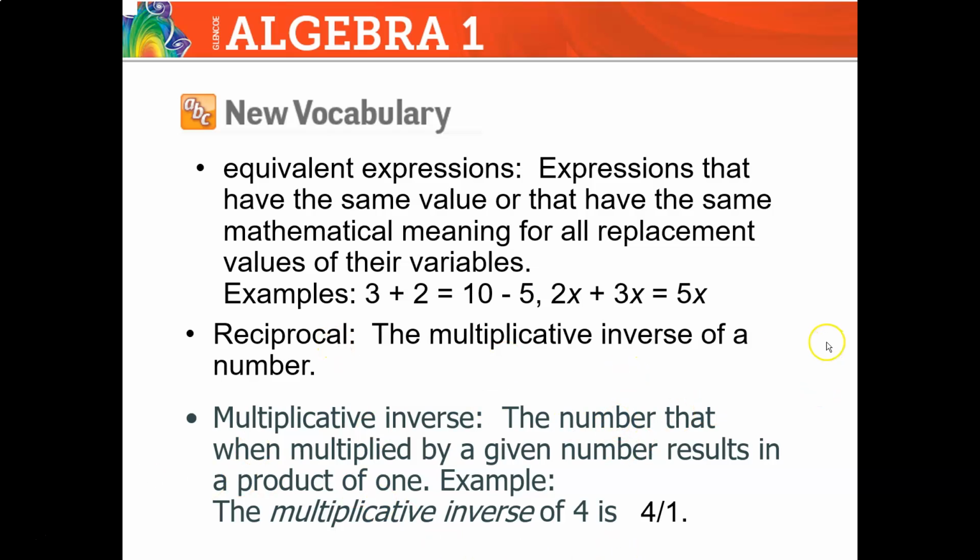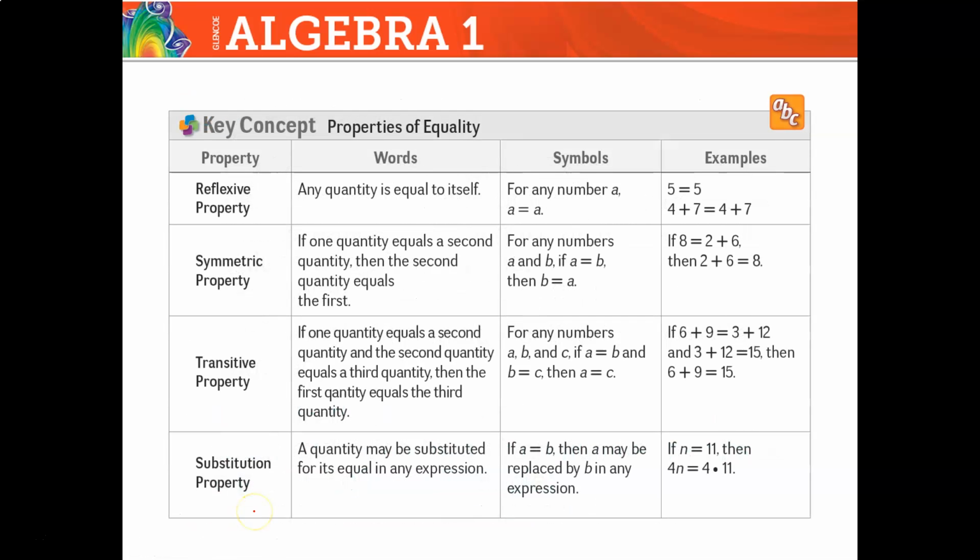So let me show you with that 4. 4 over 1 times 1 over 4 equals 4 over 4, which is equal to 1. So for 4 over 1, 1/4 is its reciprocal or multiplicative inverse. These next terms are in your book. I would write them down in your notes.